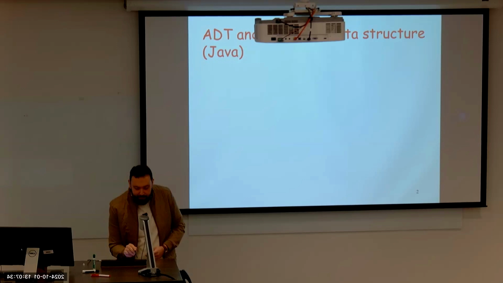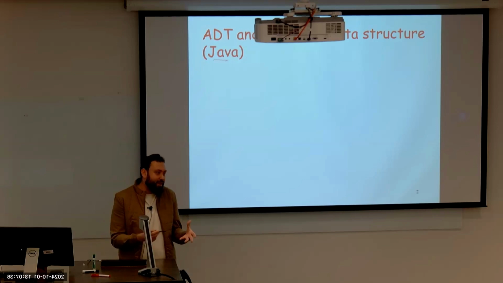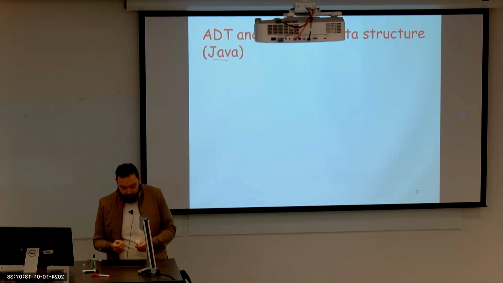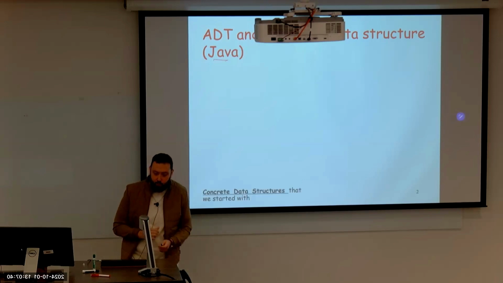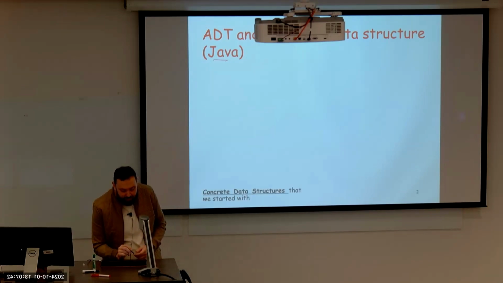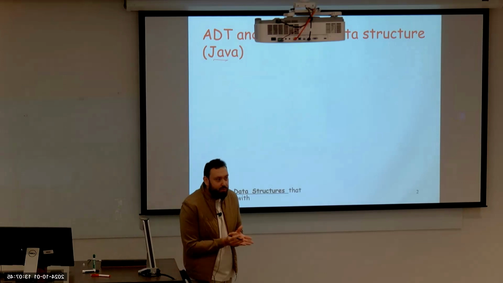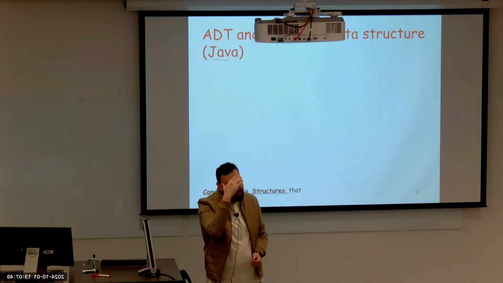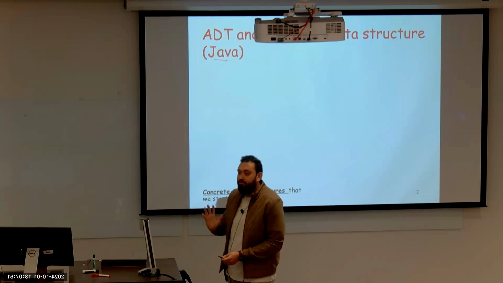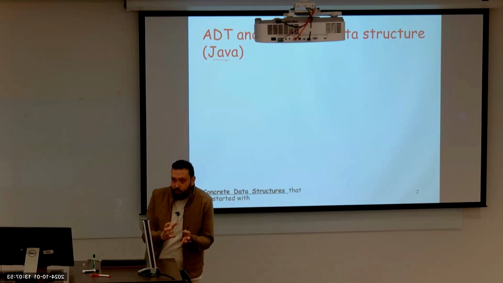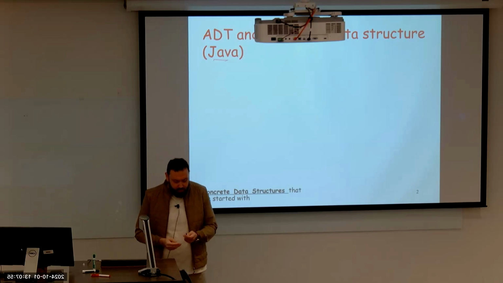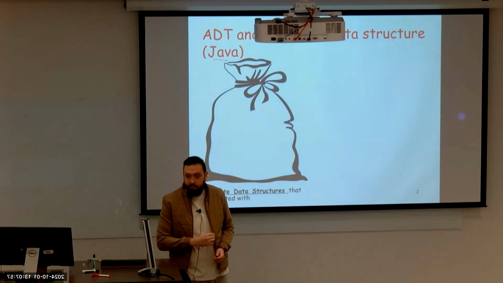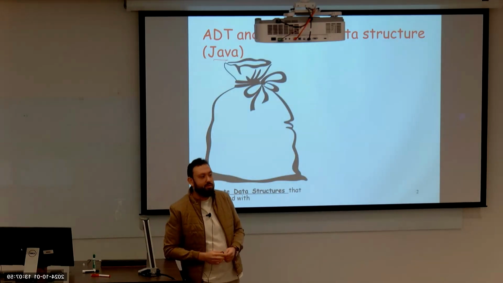So now we're going to talk a bit about Java because this is the class in Java, but it applies on everything. So how did we start, guys? We said, what is a concrete data structure that we started with? So I assumed that when you came to this class, you brought with you a bag of data structures that we use. So what did you have in your bag when you came from the other course, the prerequisite course?